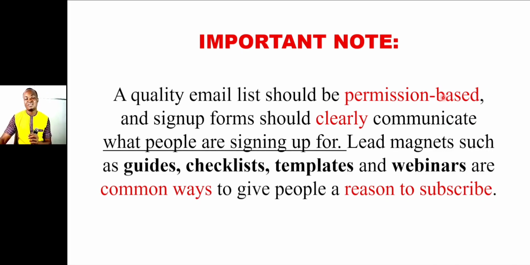So a quality email list is the one that is permission based, and the sign up form should clearly communicate what people are signing up for. Your sign up form in your landing page should be able to tell people what they are signing up for. So it should not be encrypted, right? Whatever they are signing up for should not be hidden, so that they get to know it only after they have signed up. They should know it before signing up so as to know if it is what they want. That is how you get a quality email list.